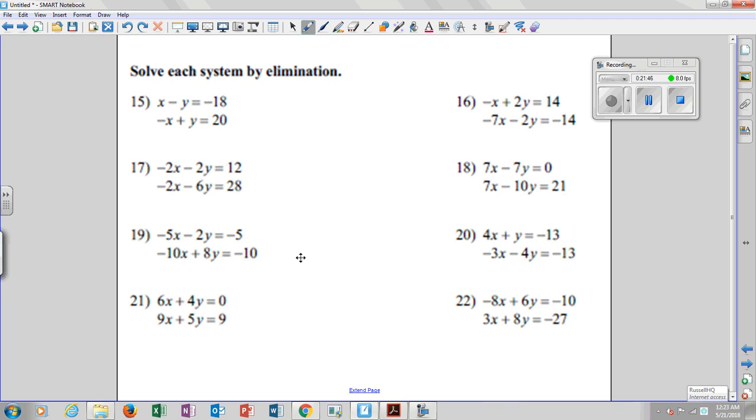Alright, solve each by elimination. This one I see I have x and negative x, so I can just add those two together. Those cancel out, go off with 0. Negative 18 plus 20 is 2. 0 equals 2. When is that true? Never, so it's no solution.